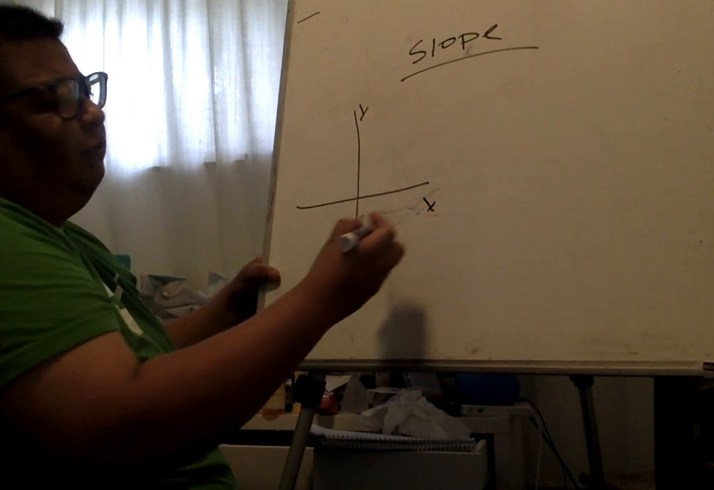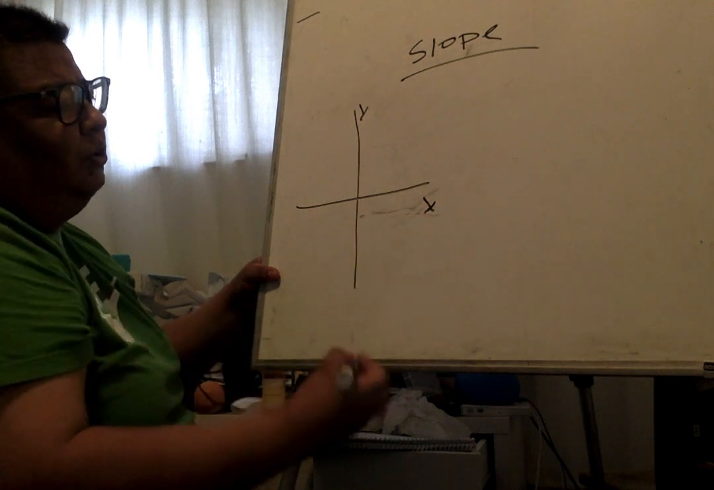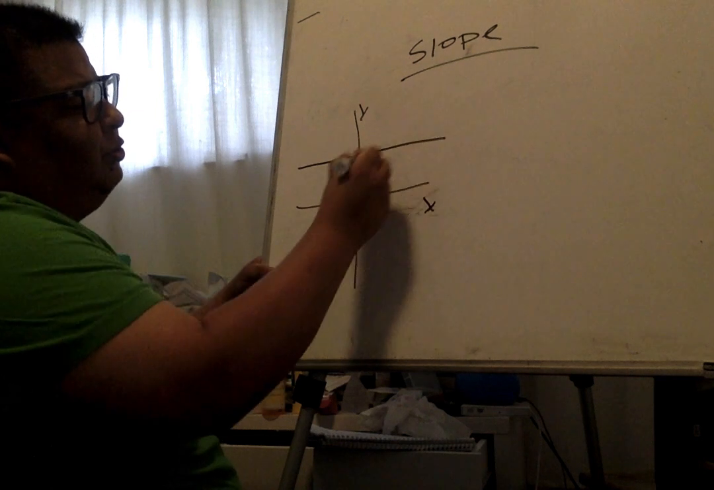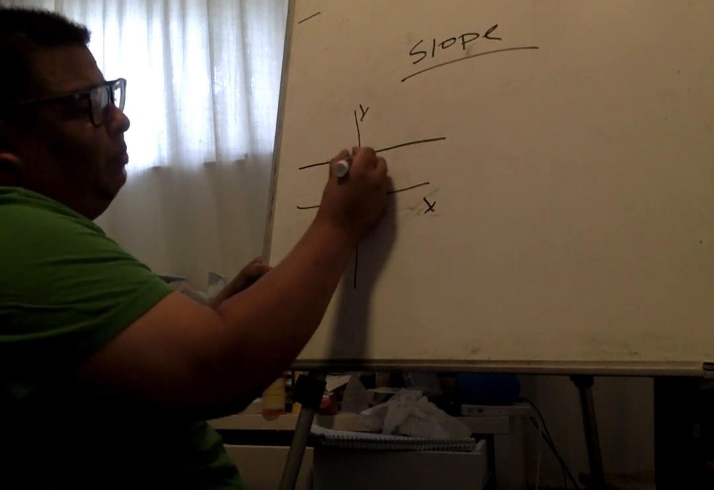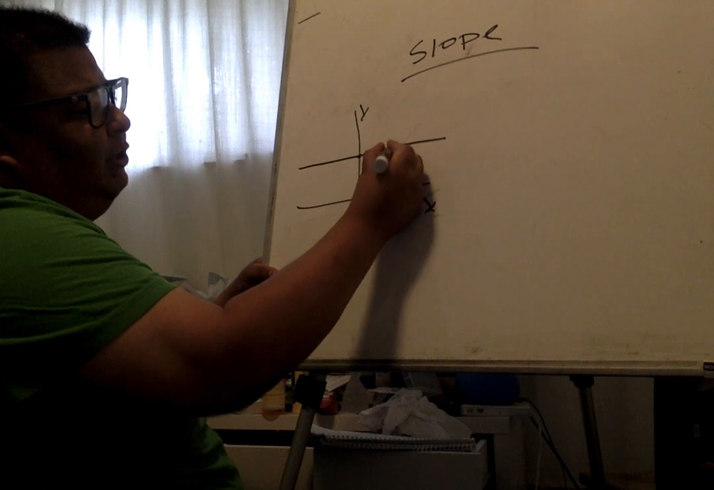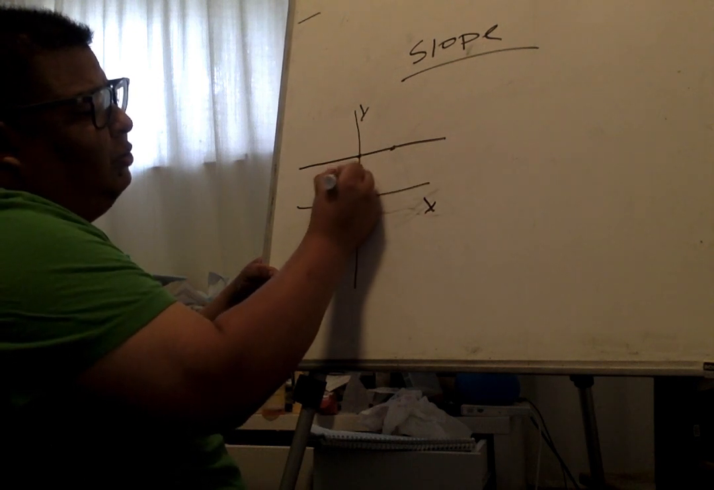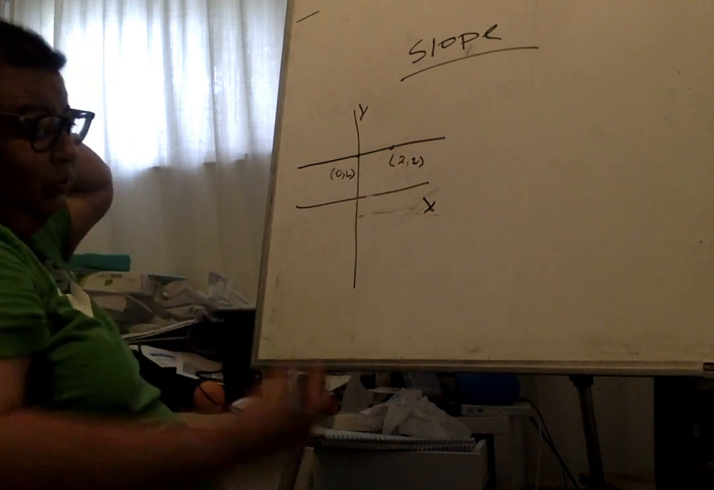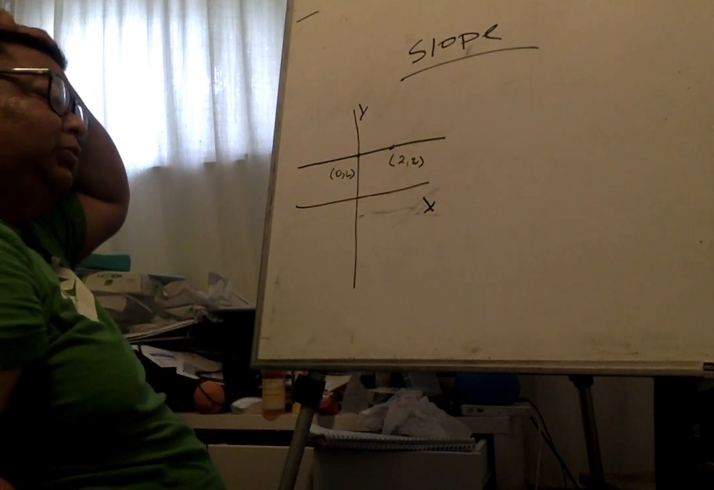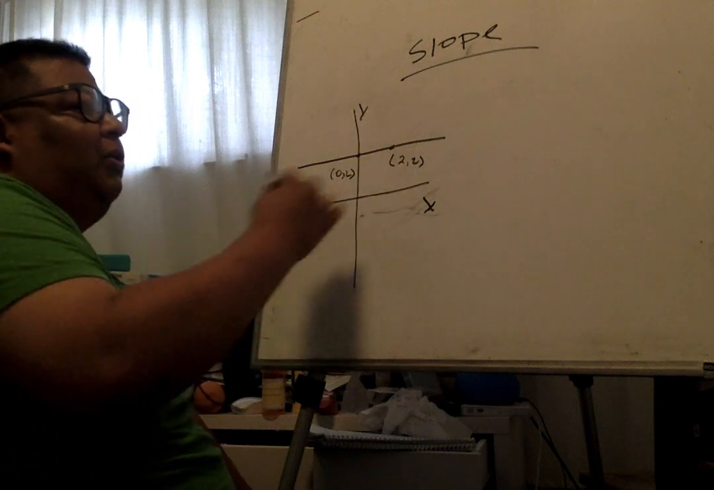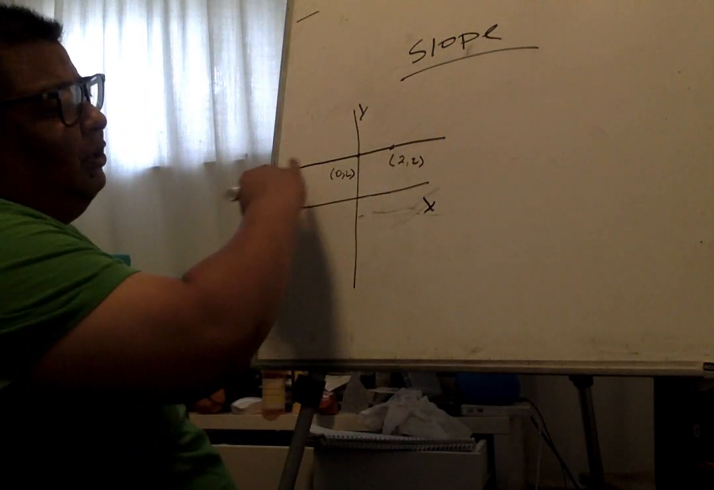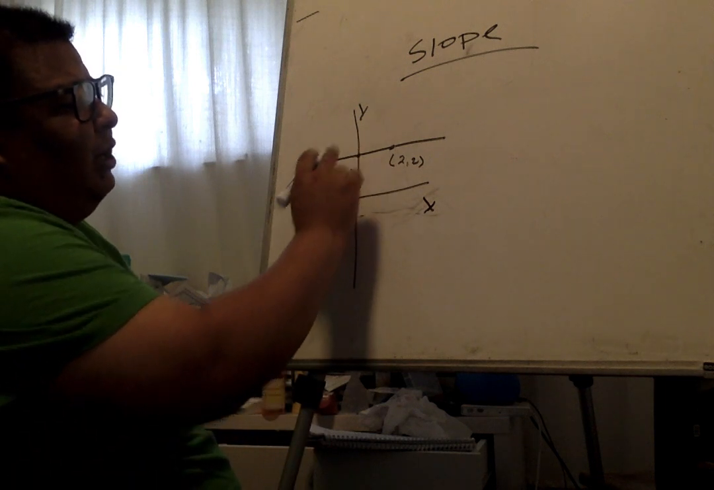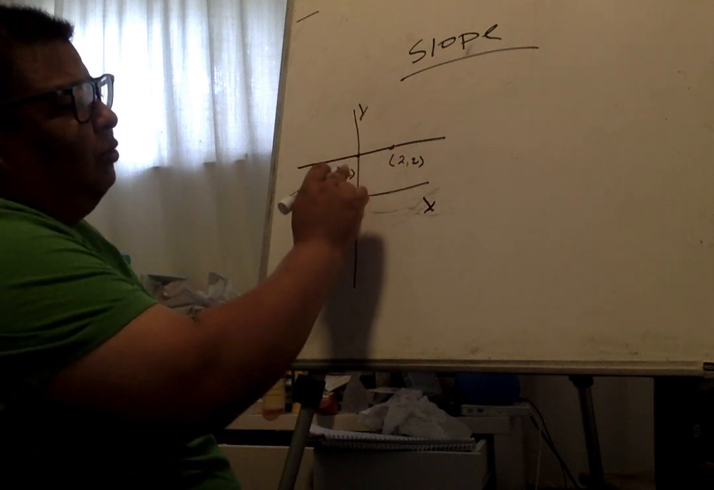And this works out for any horizontal line. Let's say this is a horizontal line. We're going to pick this point here and this point here. So this point is going to be (0, 2), and this is going to be (2, 2). Notice here the line is not going downward or going upward. That means that it's flat. That means that you're not rising upwards or going down.